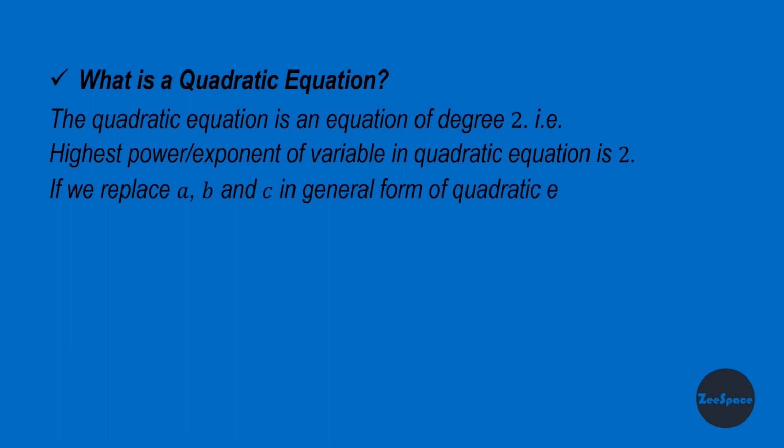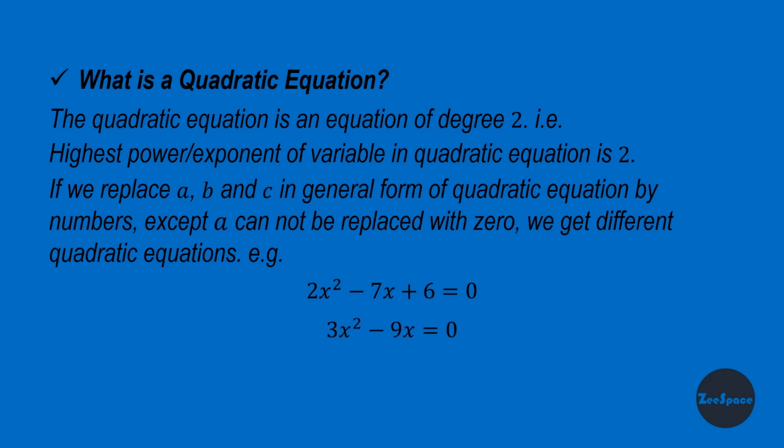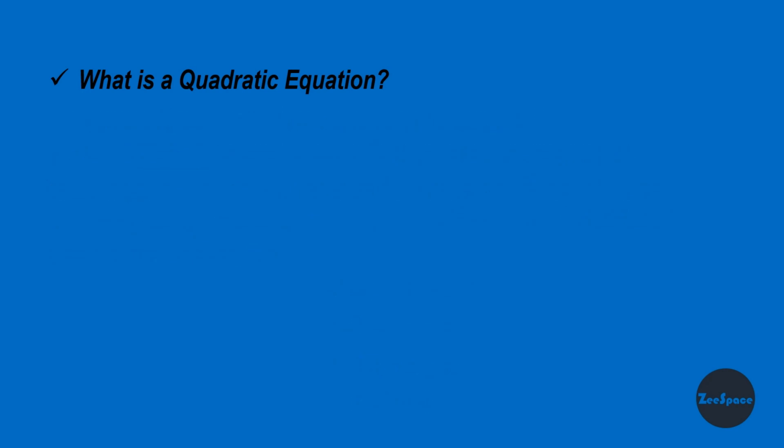If we replace a, b and c in general form of quadratic equation by numbers, except a cannot be replaced with 0, we get different quadratic equations. For example, 2x squared minus 7x plus 6 equals 0. 3x squared minus 9x equals 0. 4x squared plus 16 equals 0. 9x squared equals 0. These equations are quadratic also.